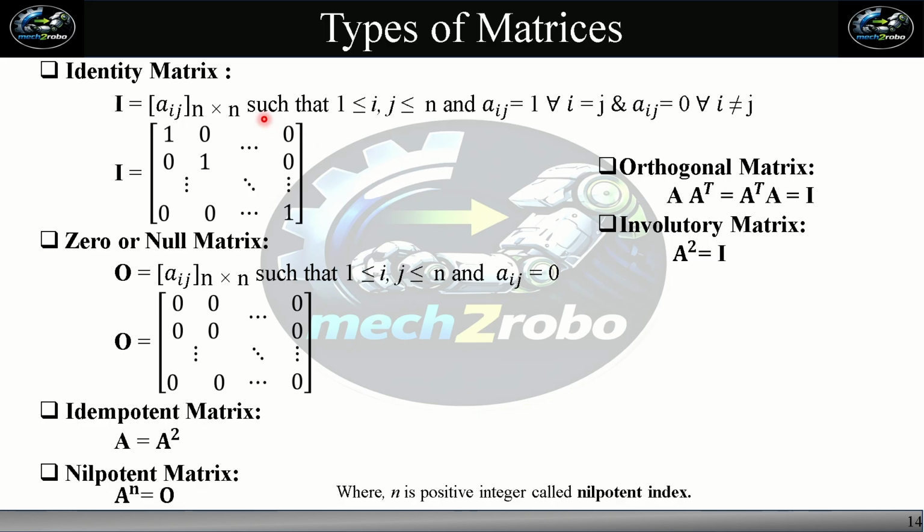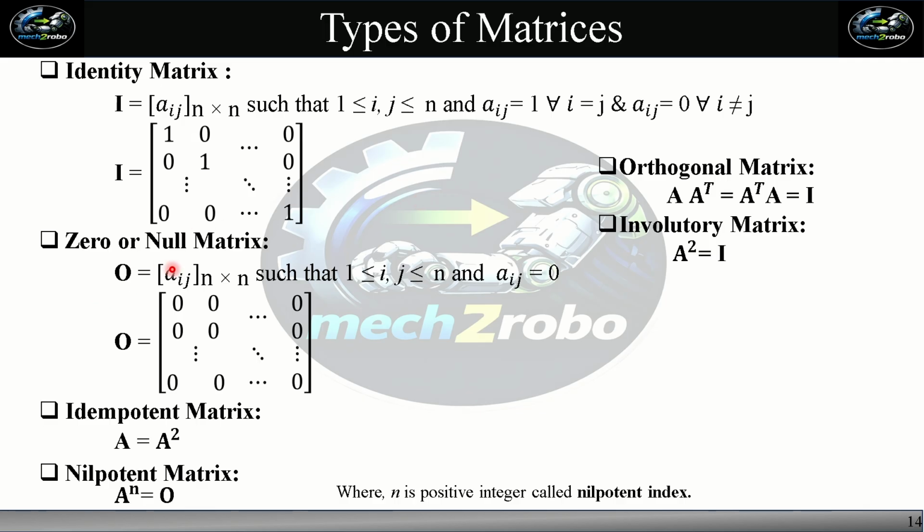Identity matrix. Identity matrix is the matrix in which all diagonal elements are equal to 1 and all non-diagonal elements are equal to 0. And this is the mathematical representation of identity matrix, and it is denoted by capital I. All Aij are equal to 1 when i is equal to j, and all Aij are equal to 0 when i is not equal to j.